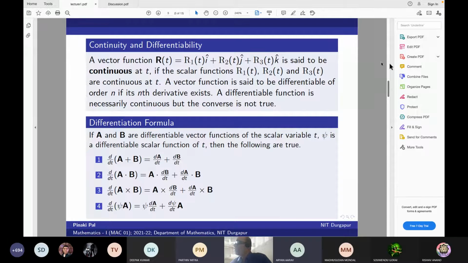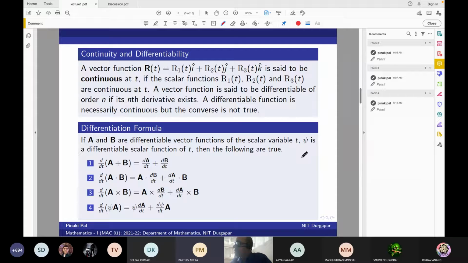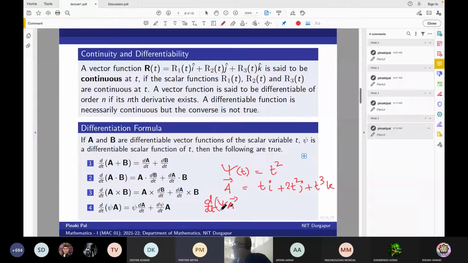Okay, so you can take psi of t equal to t squared, let us take a very simple thing, and A equal to t i plus 2t squared j plus t cube k as the vector function. Then if you differentiate psi A, how will we do it? Keeping t squared fixed, we get t squared dA/dt, plus keeping A fixed, the derivative of psi is 2t, so 2t times A.